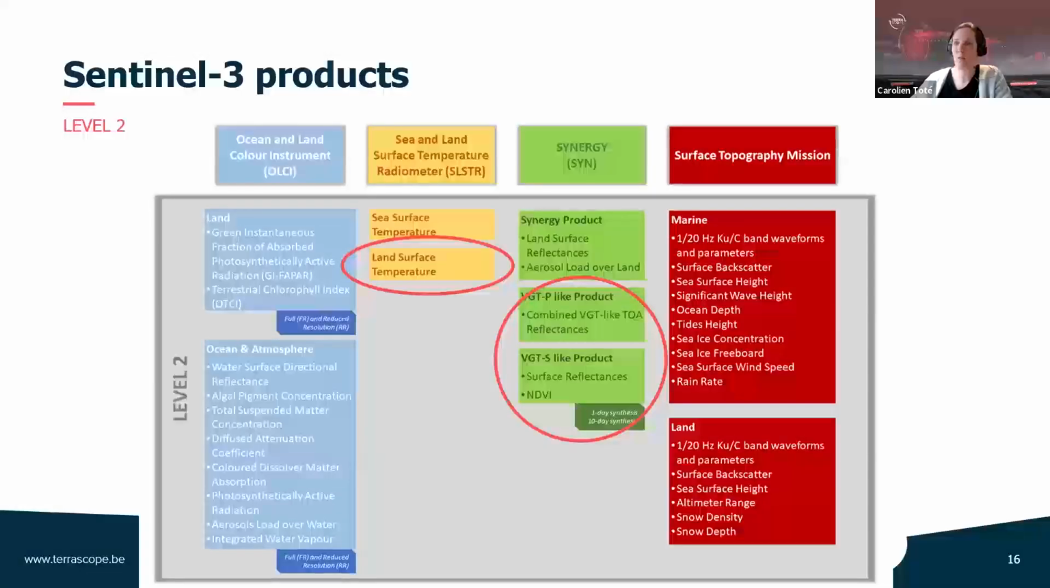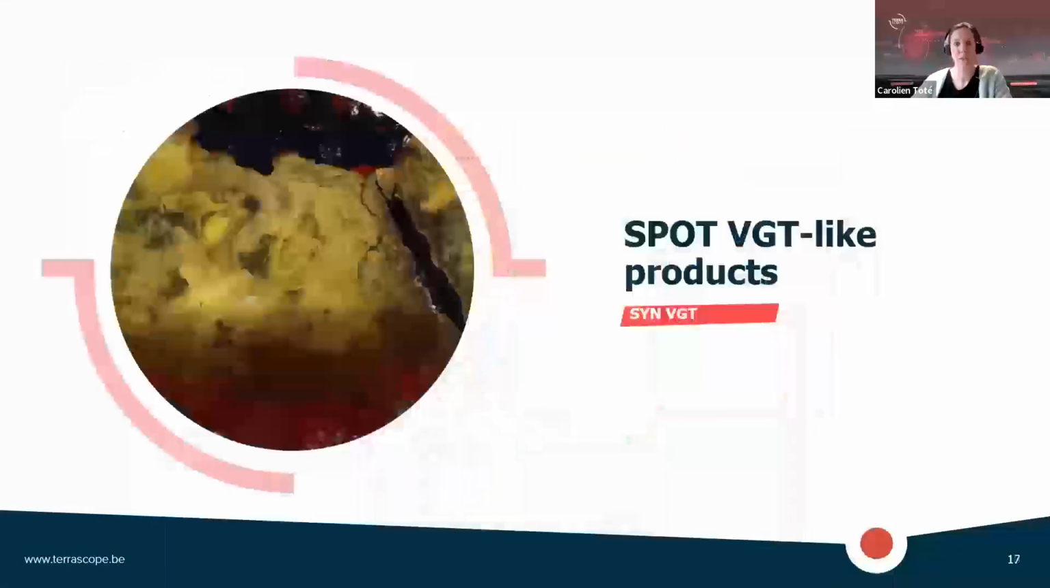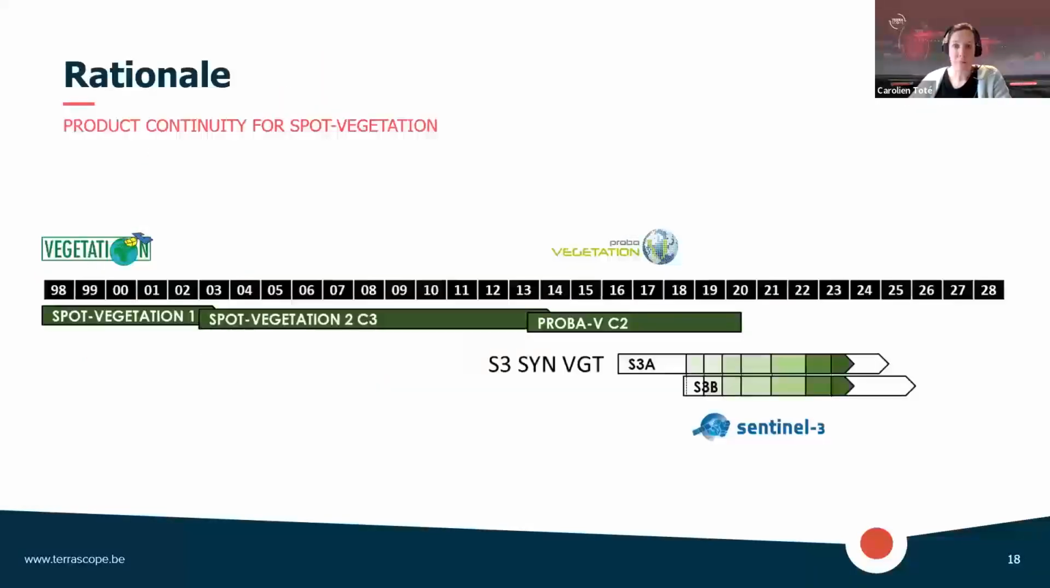So as I said before, I want to focus on the land surface temperature products, and first on the VGT-like products, the so-called SYN VGT products. So first, why is this done? It's a product continuity for the SPOT-VGT mission.